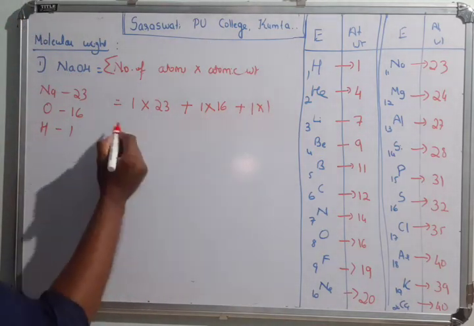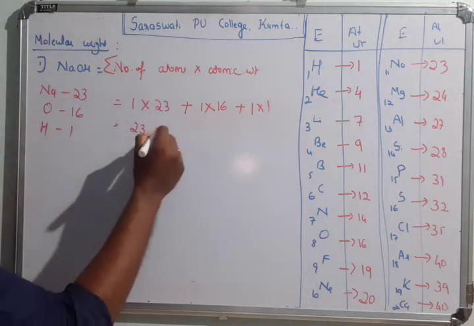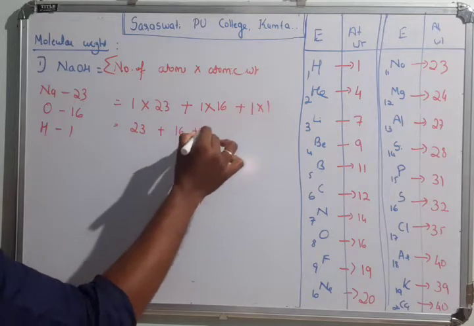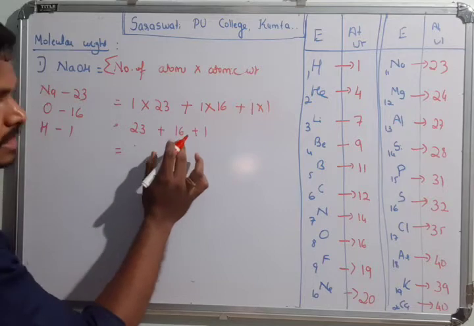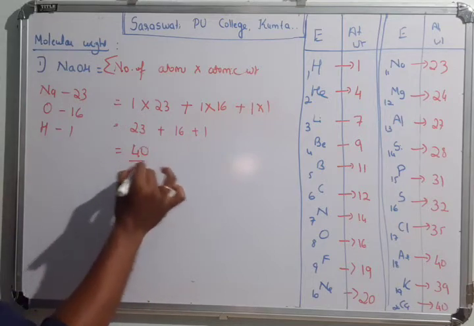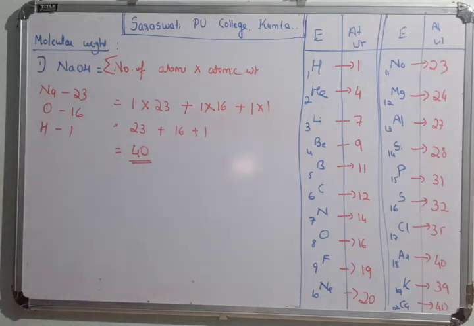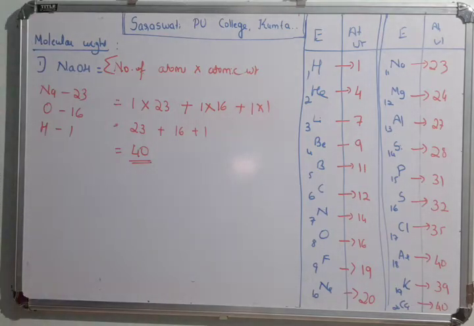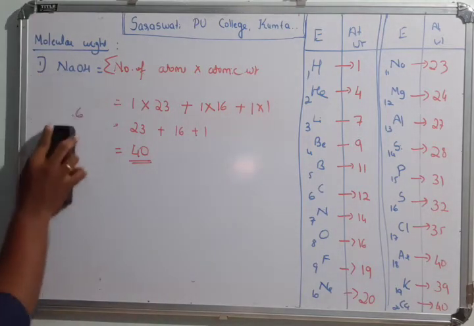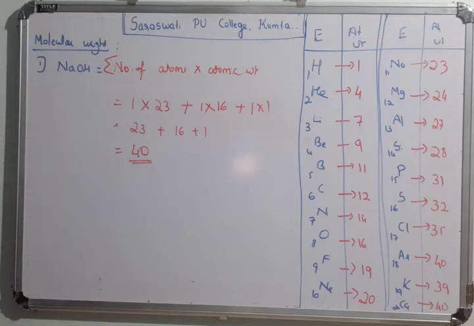So just add all these things. This will give you 23, this will give you 16, this will give you 1. So totally 23 plus 16 is 39, plus 1, that is 40. Since it's a ratio, there is no need to write any unit. Usually a ratio will not carry any unit. So in this way you can find the molecular weight of any element.